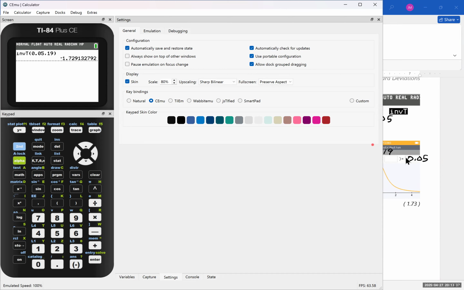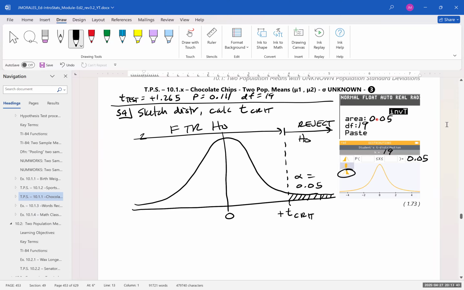Now, the reason why we're getting a negative 1.729 is, remember, this calculates area from the left. So had we been over here and we had this area, we would have had a negative t critical value of negative 1.729. Okay, because this function only calculates area from the left. All right, but in truth, because we've drawn it out and we know that it's right-tailed, we should have a positive t critical value. So it's going to be a positive 1.729.